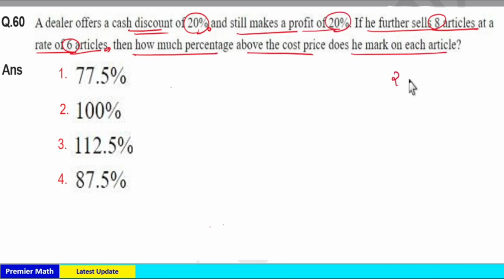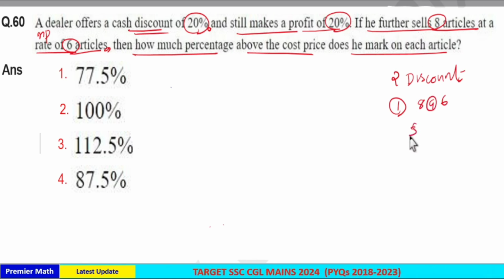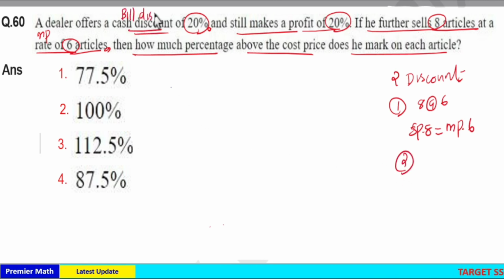Here there are two discounts. First one is he sells 8 articles at the rate of 6 articles. Rate means marked price. 8 at the rate of 6 articles, that is, selling price of 8 articles is same as marked price of 6 articles. Now the second discount is cash discount. Cash discount means bill discount, that is, 20% discount on your bill amount.